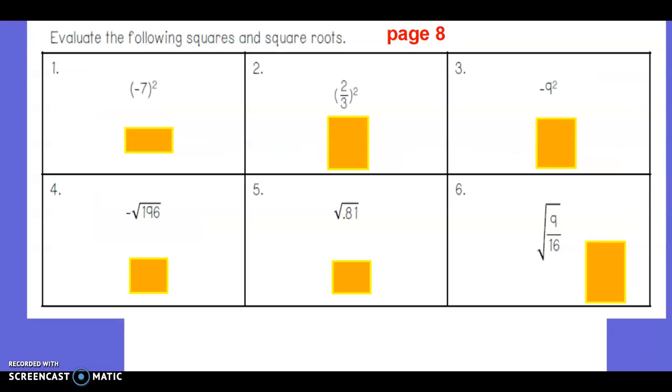All right, let's practice with some calculations involving squares and square roots. So problem number 1. Actually, why don't you go ahead and hit pause, try 1 through 6, and then hit play when you are ready.